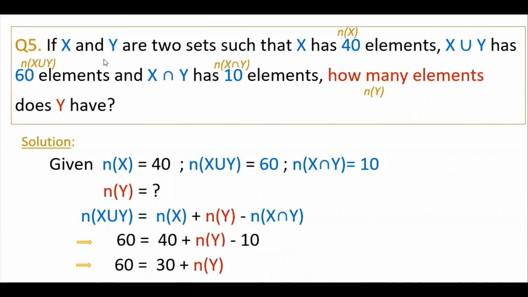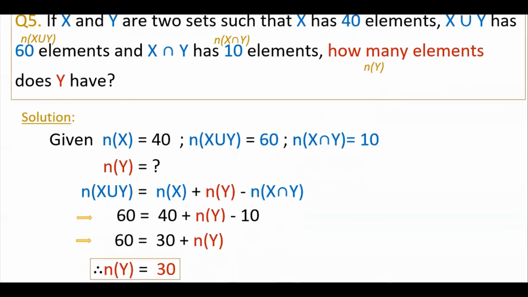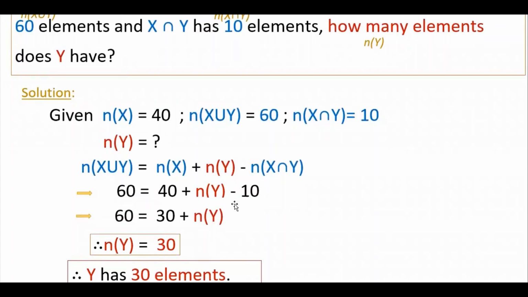This is the fifth question. If X and Y are two sets such that X has 40 elements, X ∪ Y has 60 elements, and X ∩ Y has 10 elements, how many elements does Y have? So here you have to find n(Y). n(X) is given, n(X ∪ Y) is given, n(X ∩ Y) is given. Write the given values and substitute all the values here. Then you will get n(Y) is 40 minus 10, that is 30. So 60 − 30 is 30. So therefore Y has 30 elements.